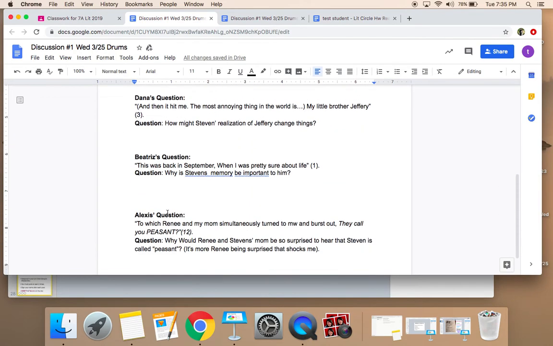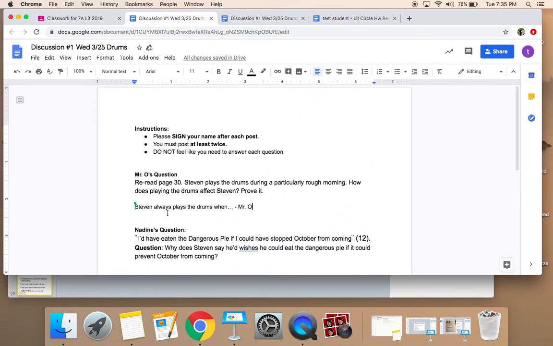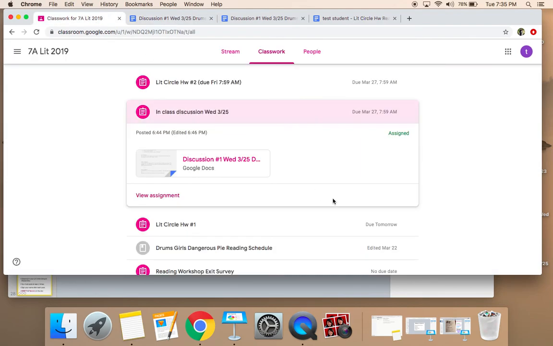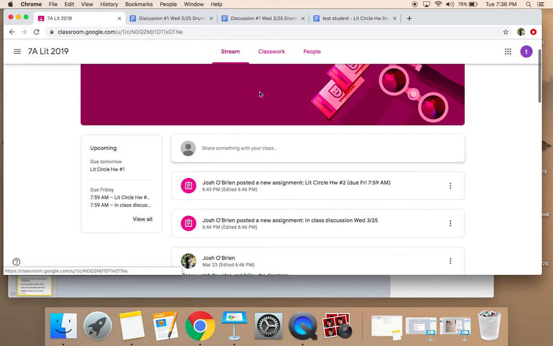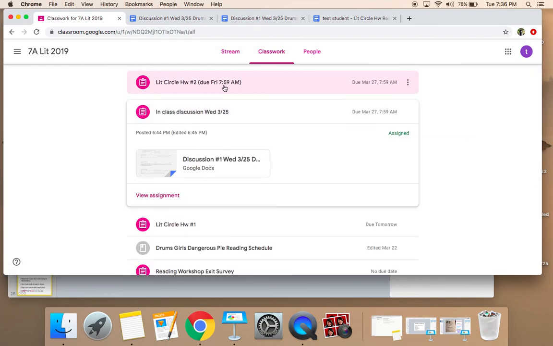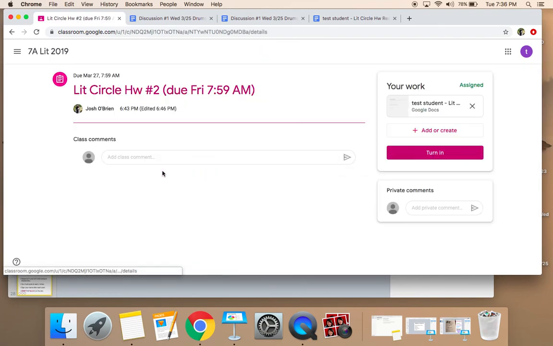Now, if you do not see your question, that's because you didn't turn in your homework. So you need to make sure that you turn in your homework before Friday's class. So that way on Friday, when you and your group have your discussion, you'll have everybody's question. Okay? Please let me know if you have any questions. You can ask me the questions on the stream. You can ask me a question about a certain assignment if you go to private comments. Okay?